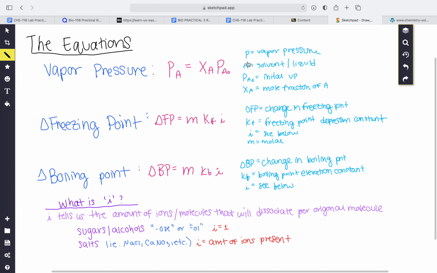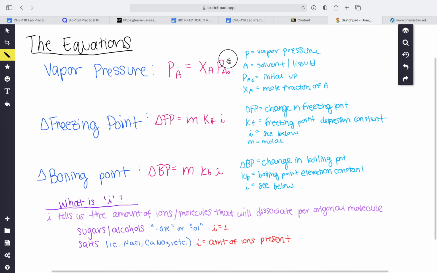So P is the vapor pressure, A is the solvent or liquid, so this is the vapor pressure of, we're going to be using water, so water, the mole fraction of water is X, so we're using those mole fractions that we did a little while ago. And then PA naught is going to be the initial vapor pressure.